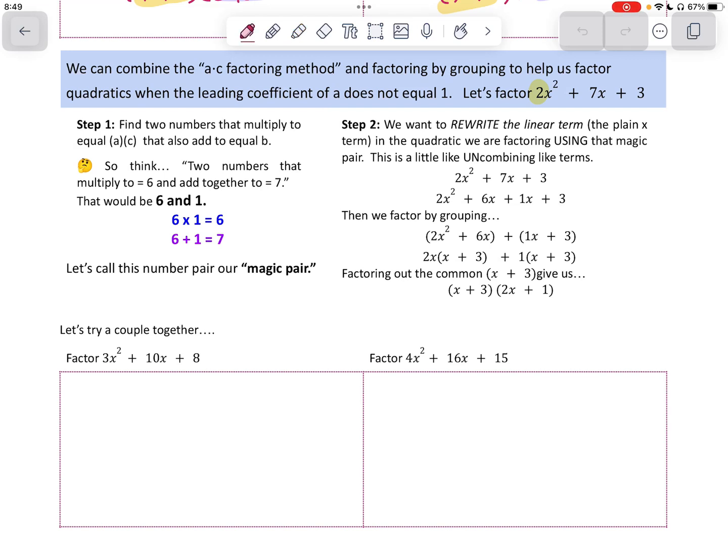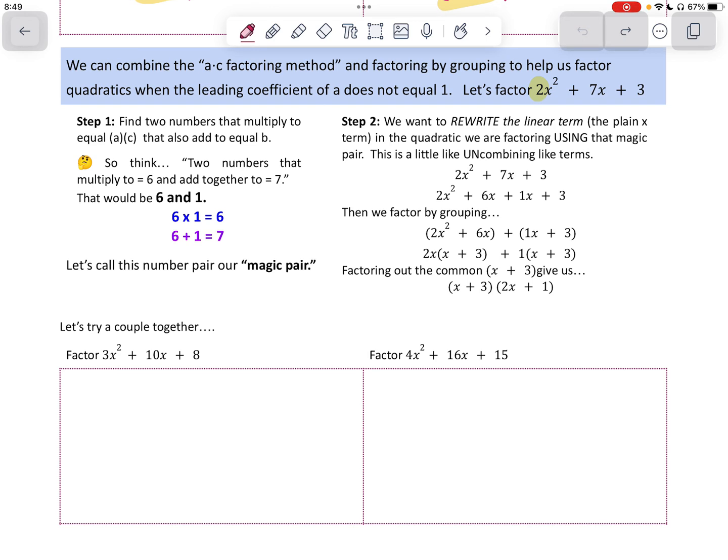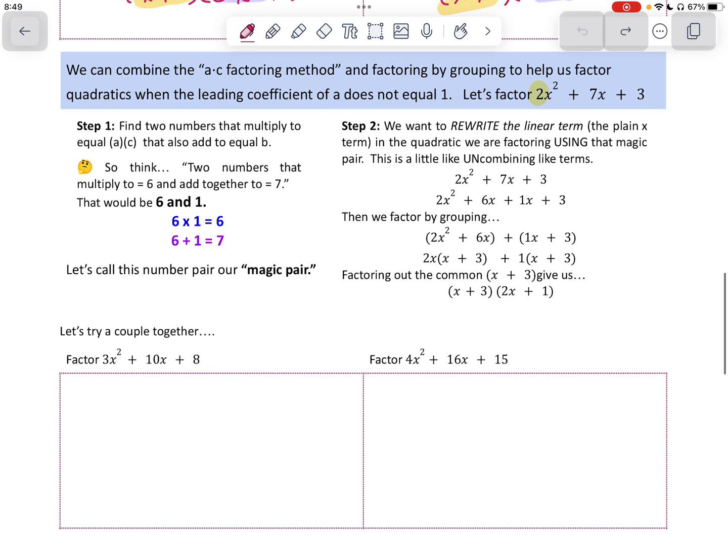Now we are moving to the last part of quadratic factoring, where we have a quadratic trinomial where the leading coefficient is no longer 1. And we can't factor out a greatest common factor and make it 1. So we're going to combine the AC factoring method, which is the method we learned on Monday, and the factoring by grouping to help us do this.